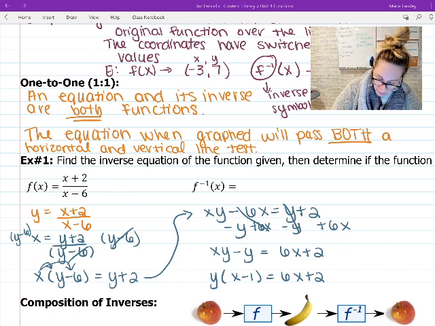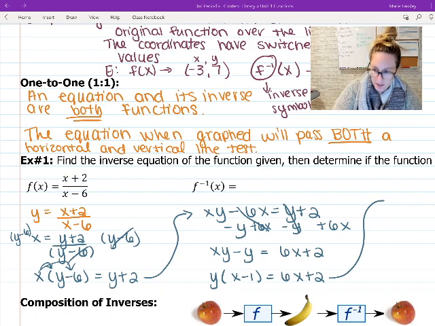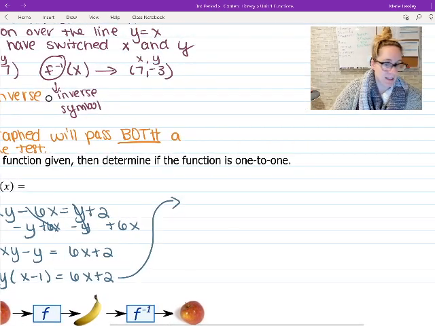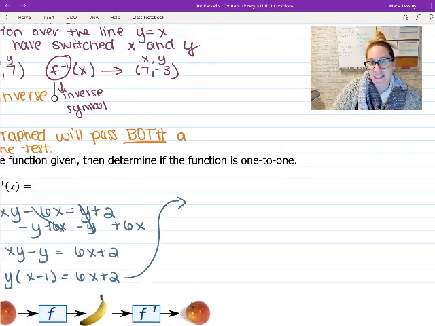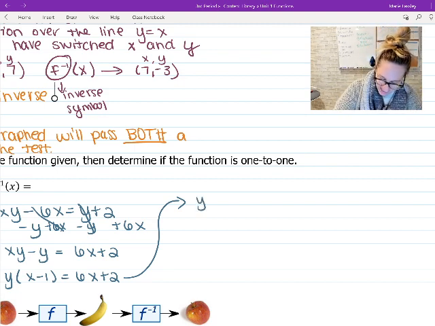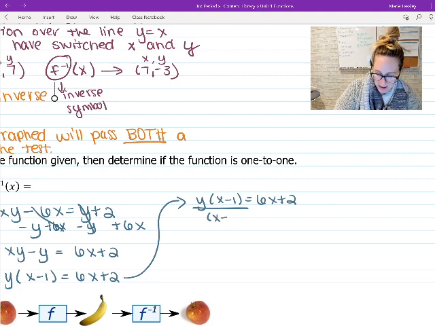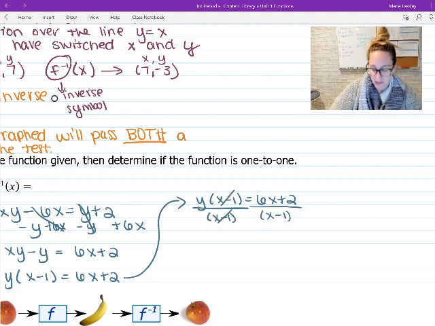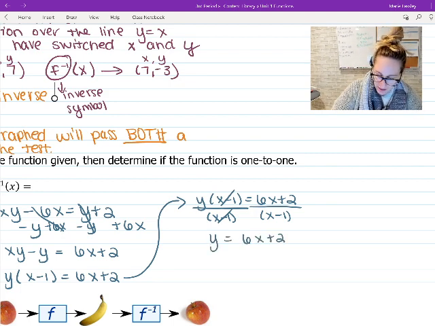So I'm going to divide both sides. We'll keep moving sideways, running out of space because I have that really cool banana picture we're going to talk about in a second. All right, so hold on, I'm just going to rewrite this. y times x minus 1 equals 6x plus 2. And like I said, I want to get y by itself, so I'm going to divide by x minus 1 on both sides. Those cancel. So now I'm left with y equals 6x plus 2 over x minus 1. And guess what? That's it.